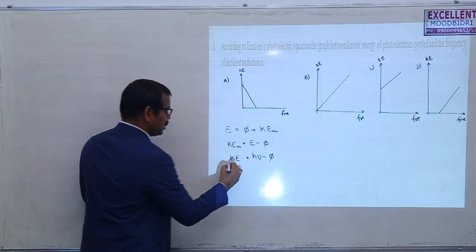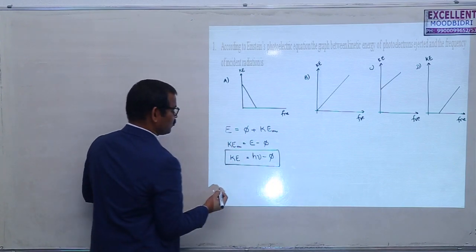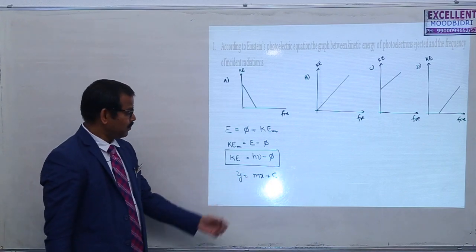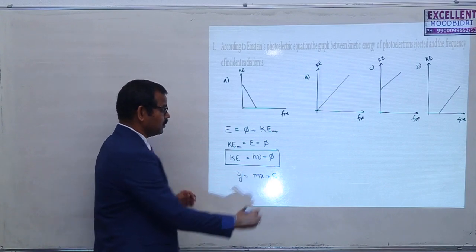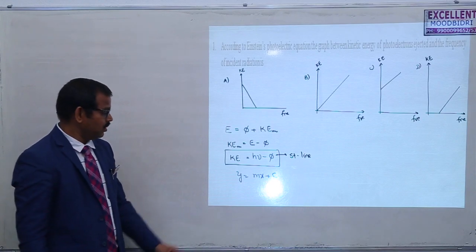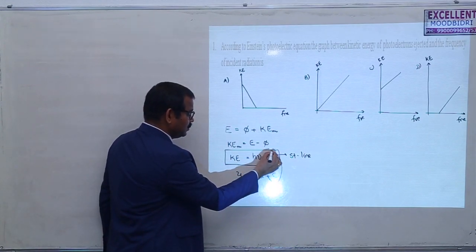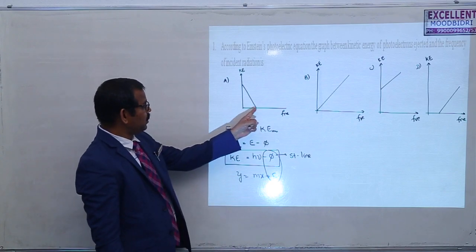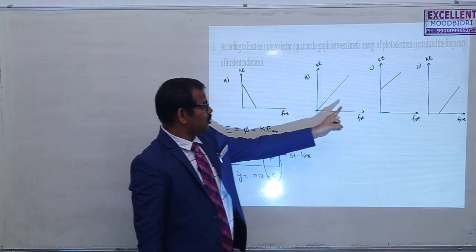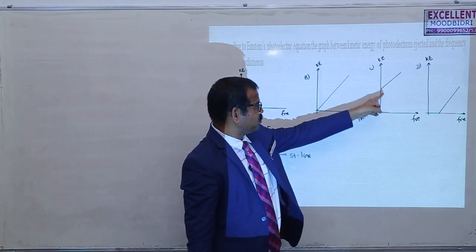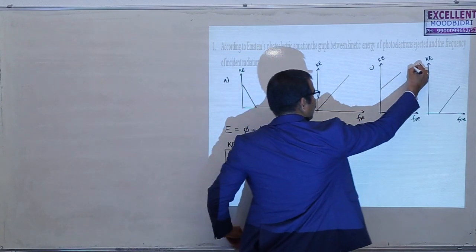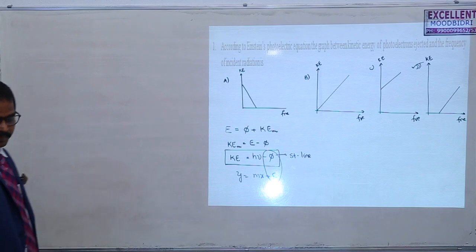If you compare this equation with the straight line equation y is equal to mx plus c, it is in that form, so this must be a straight line. From the graphs, all the lines are straight lines, but the y-intercept is equal to minus phi here. So the y-intercept must be negative, not positive and not zero. Only this one has a negative y-intercept. That's why option D is correct for this problem.